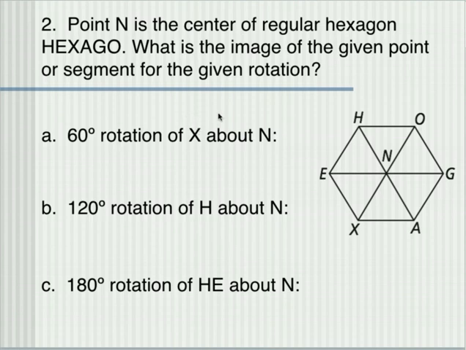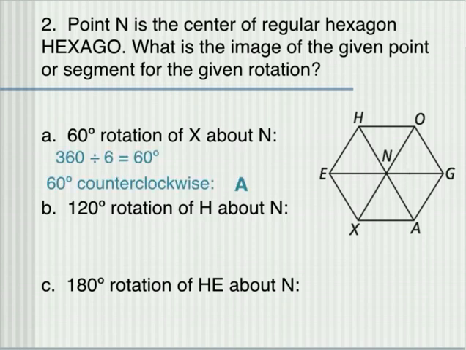Like the last problem, a good starting point is to figure out how wide each section in that circle around point N is. There's 6 sections, so the 360-degree circle split 6 ways, 60 degrees. So you really only need to get 60 degrees away from point X, you just need to make one jump in a counterclockwise direction. So the image or the result would be A. Pause here and try B and C on your own.